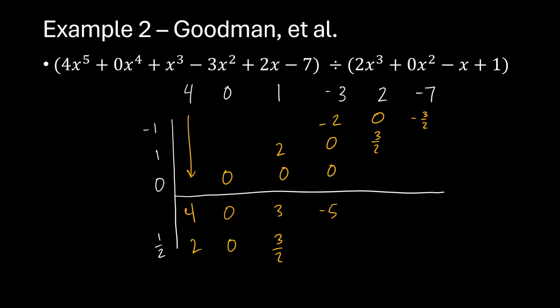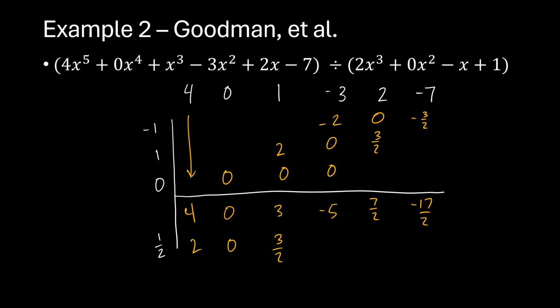The rest is the remainder. So that's -5. This would be 2 plus 3/2, which is 4 over 2 plus 3/2, which gives us 7 over 2. And then -7 is the same as -14 over 2. So -14 over 2 plus -3 over 2 gives us -17 over 2. And that's our final answer.